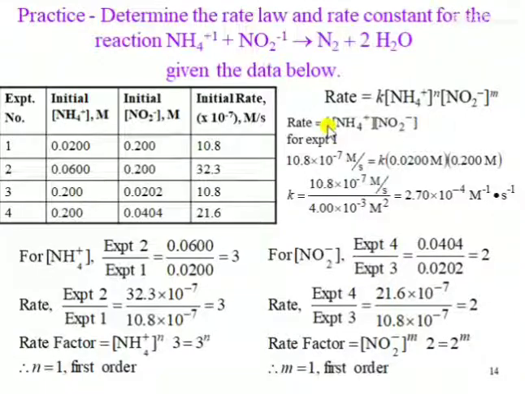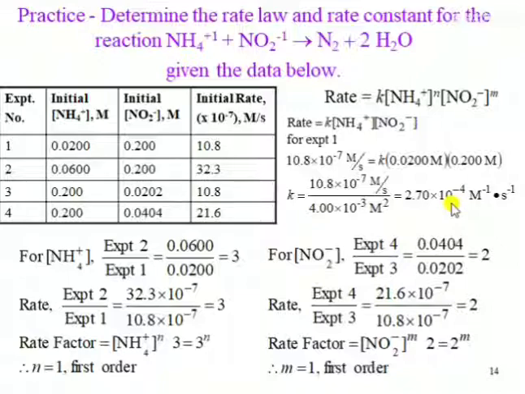By this way we can also find out the value of K. If you want to find the value of K, you can take any experiment. We take experiment number 1, insert the values, and the value of K comes out to be 2.7 times 10 to the power of minus 4. So I hope you have understood well how initial rate method numericals can be solved.